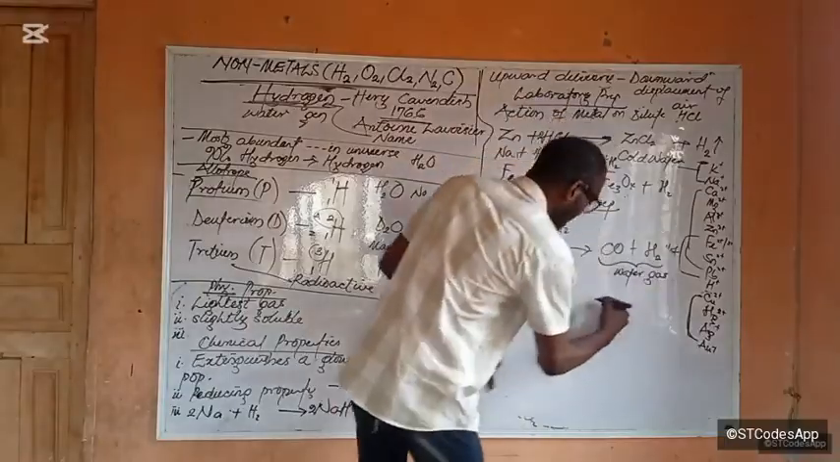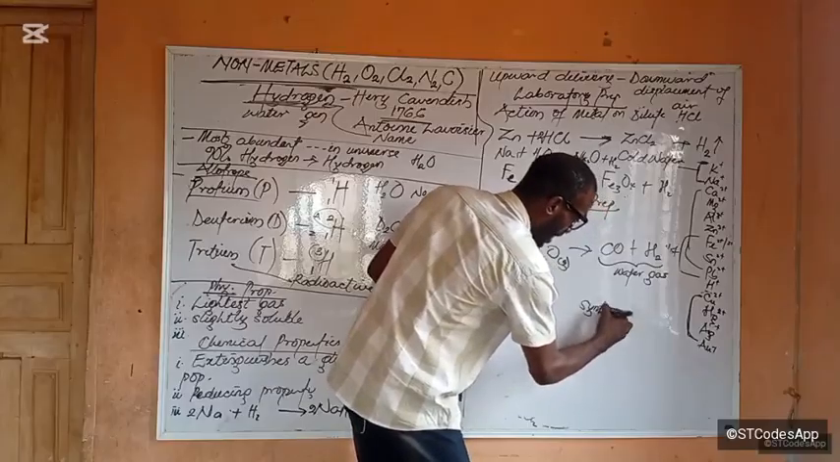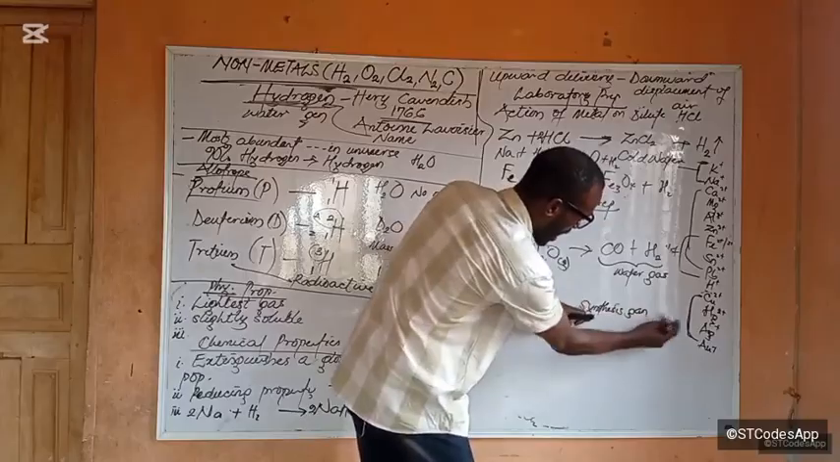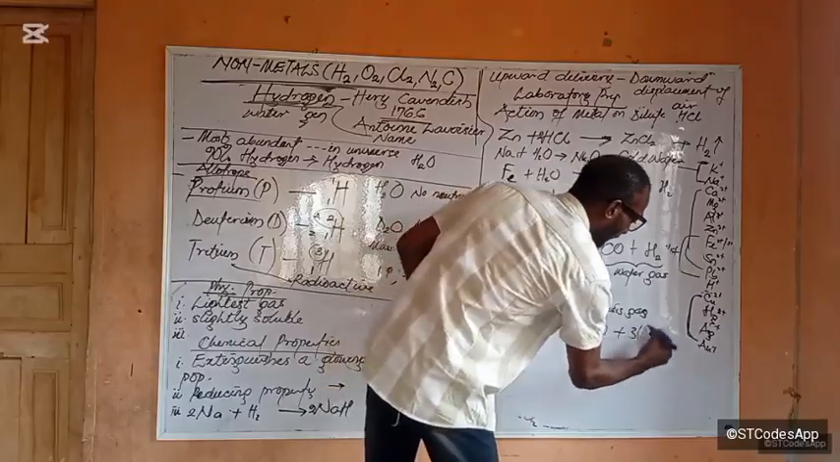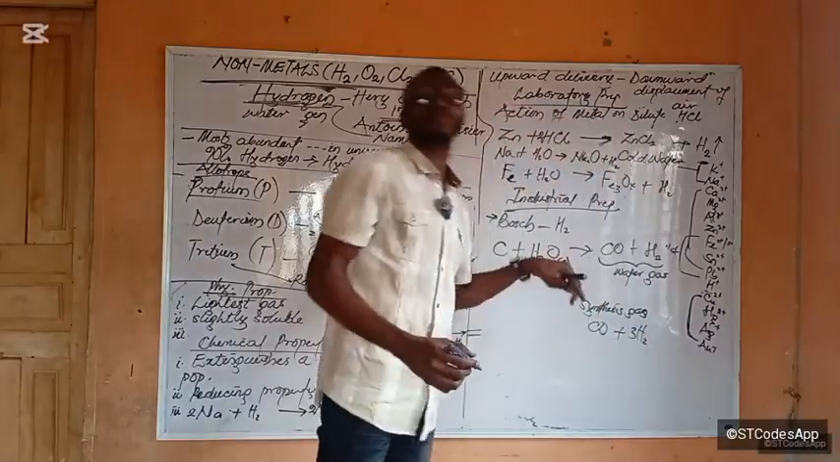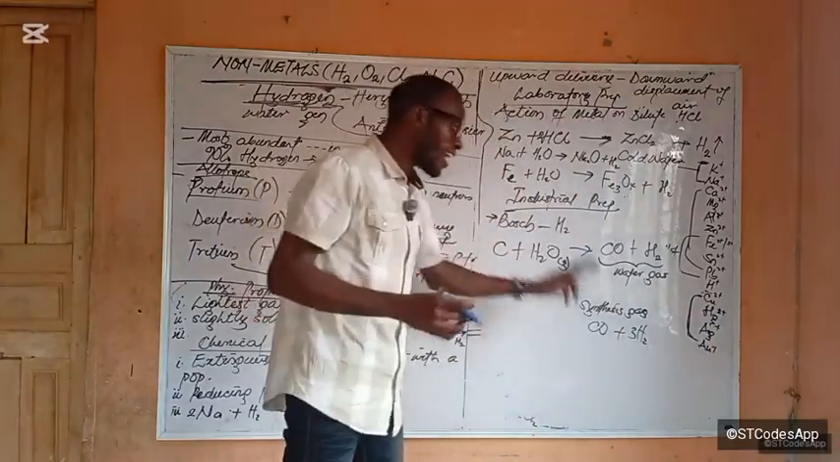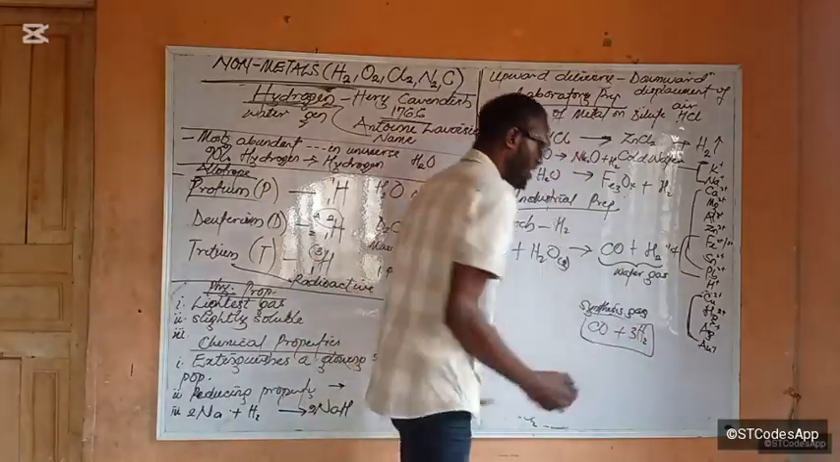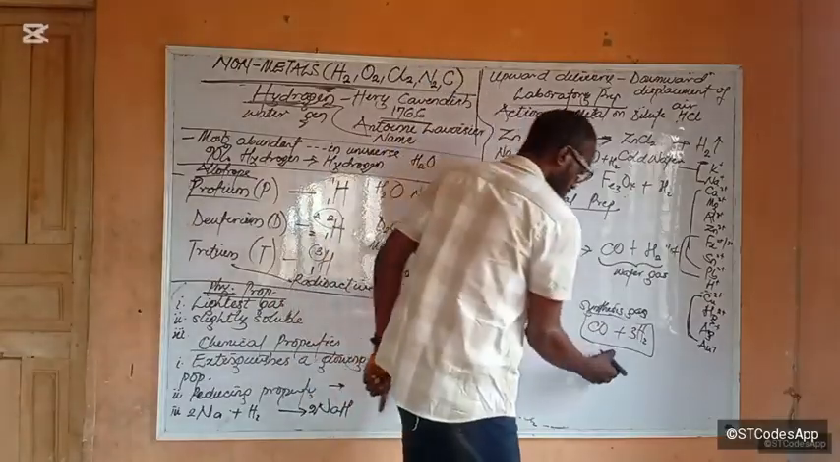There's water gas. There is synthesis gas, also called syngas. Synthesis gas or syngas has the formula CO plus higher numbers of hydrogen gas molecules. Exactly. So don't mistake it. Water gas can be gotten from synthesis gas.